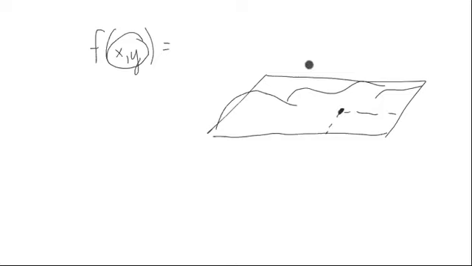And then the output is maybe the altitude. What's the altitude at that xy coordinate point? That's a well-defined function from a coordinate point to an altitude. So the elements of the domain are simply just pairs.